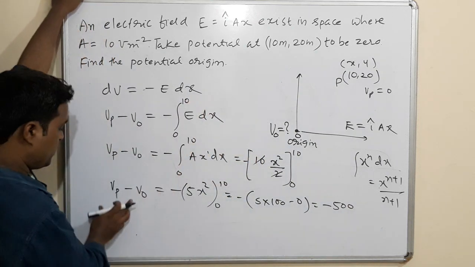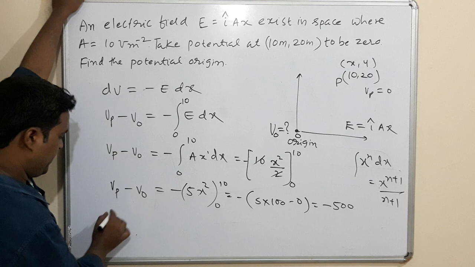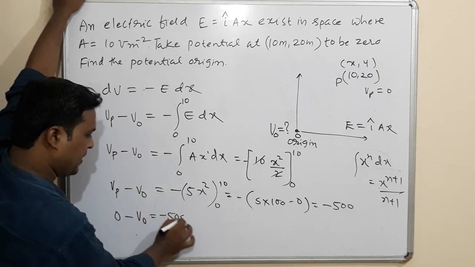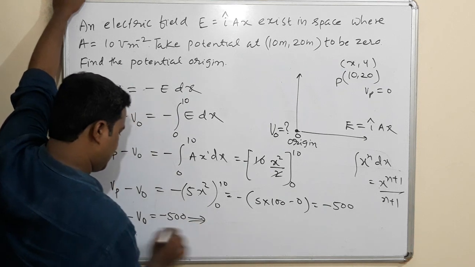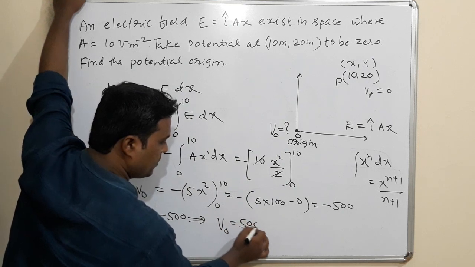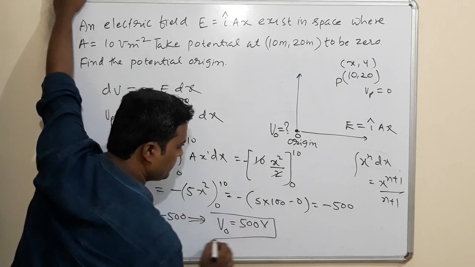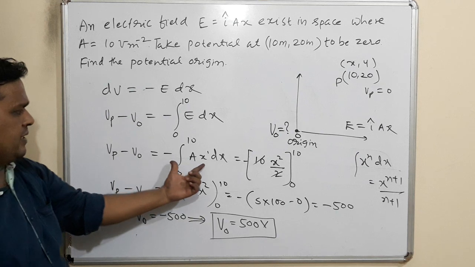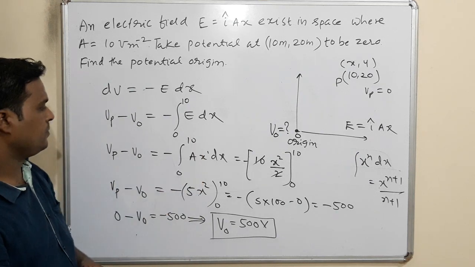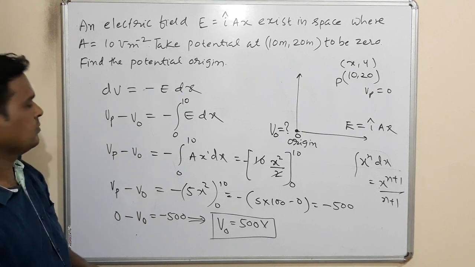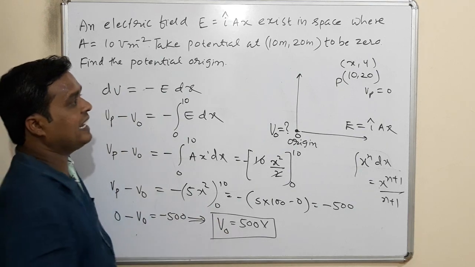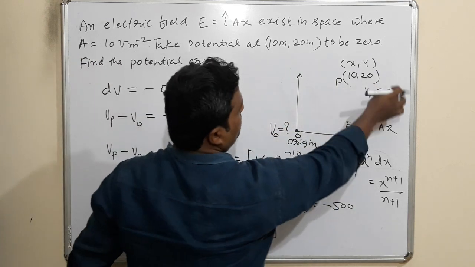Then they are asking, take the potential at P to be 0. This is 0 minus V naught is equal to minus 500, which implies that the minus and minus cancel. Potential at origin is 500 volt. Okay, we have integrated this between the limits 0 to 10. This is the potential difference. This is potential at origin, taking this point as a reference, where the potential is to be 0.